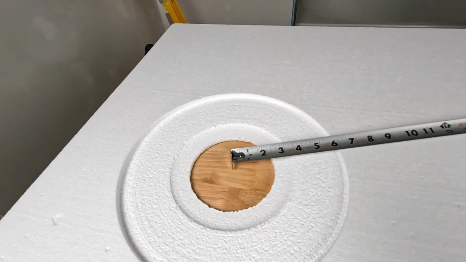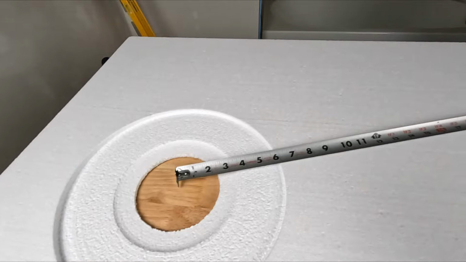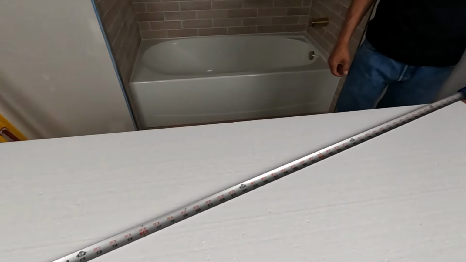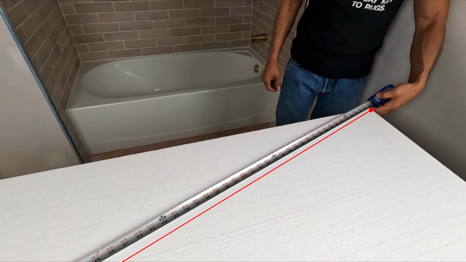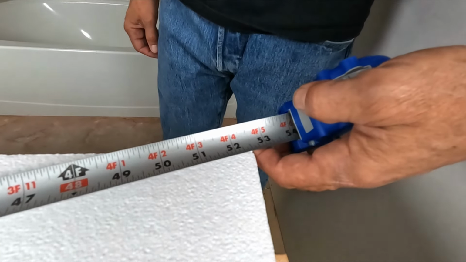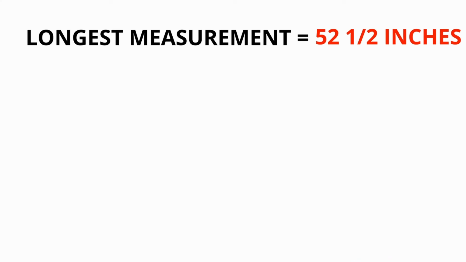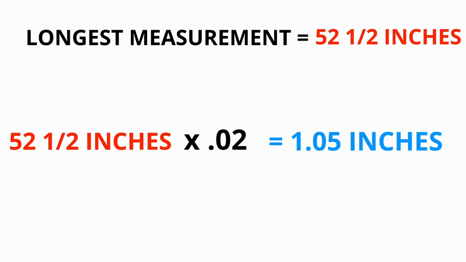We will be using the same method we did before by measuring the furthest distance to the drain center, calculating the slope, then comparing that to the shorter distance. Step 1 is to find the longest measurement from the drain to a corner. In this case, it's 52.5 inches. Step 2 is to multiply this measurement by 2%. 52.5 inches multiplied by 0.02 means we have a minimum slope requirement of 1.05 inches, which is right at 1 1/16.